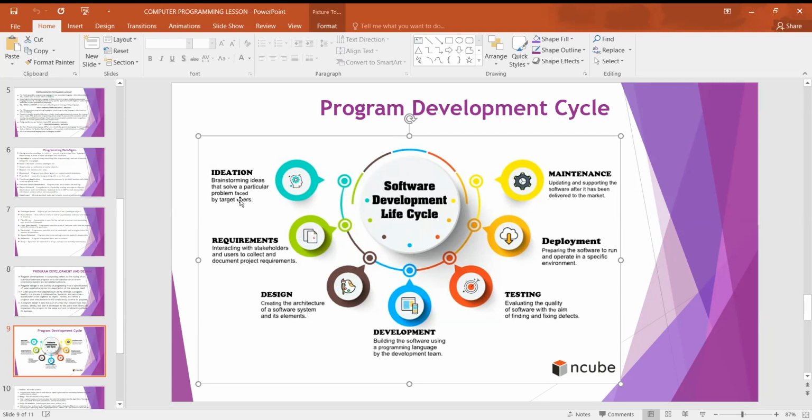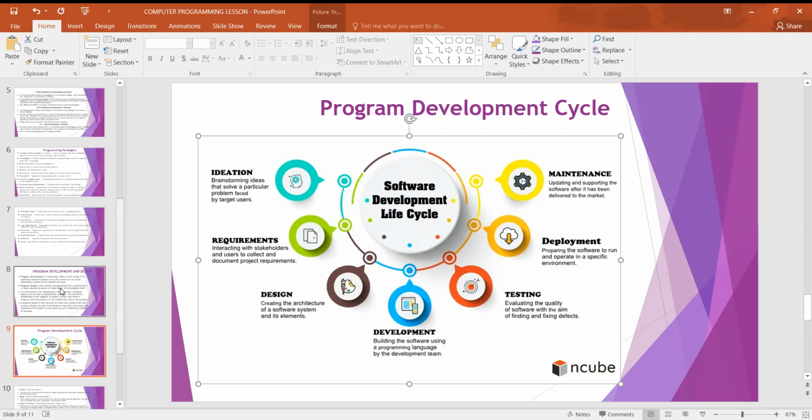And then you go to development. After design, you can now build your system by coding. And after you are done coding, you can now test to evaluate the quality of the system that you have managed to come up with. After testing, we have the deployment, where you prepare the software to run and operate in a specific environment to make sure that it is effectively working.